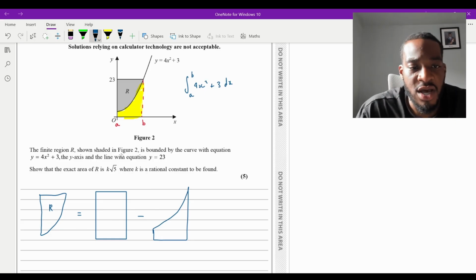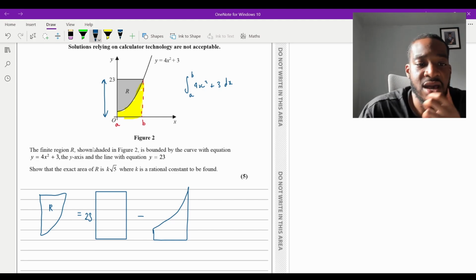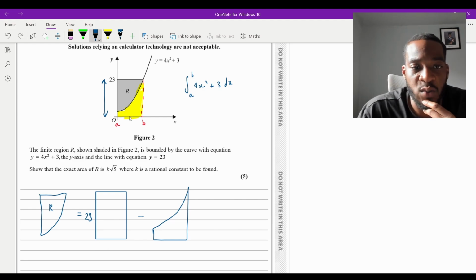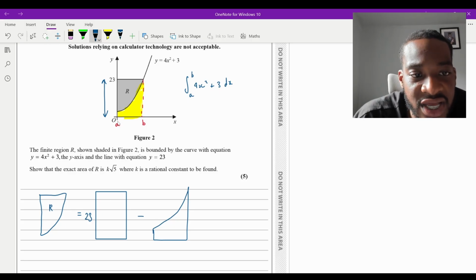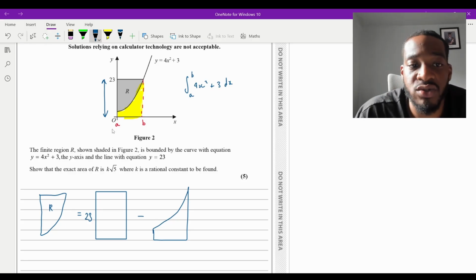Now, how do we do this? Firstly, if we start with the rectangle, we can see quite clearly that the vertical height of this rectangle is 23, isn't it? So I'm going to put a 23 over here because that's the vertical height, as it goes up to 23 on the y-axis. Now we need the base, meaning that we need to figure out what A and B are. A is quite clearly the origin, so A is going to be x equals 0. I'll say A is equal to 0.